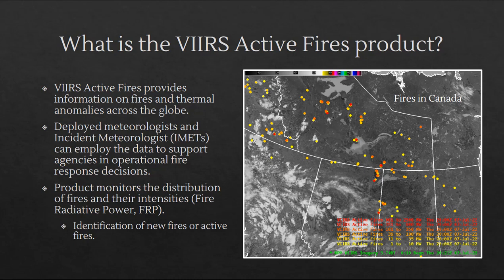Users such as deployed meteorologists and incident meteorologists, or IMETs, are able to use the data to support agencies in operational fire response decisions. Specifically, the product monitors the distribution of fires and their intensities, for example, fire radiative power, or FRP. The product also helps in the identification of new fires or fires that are currently active.